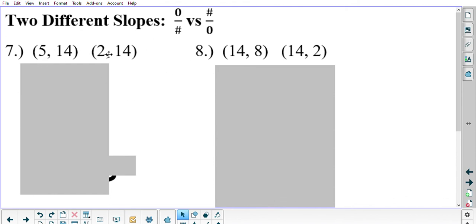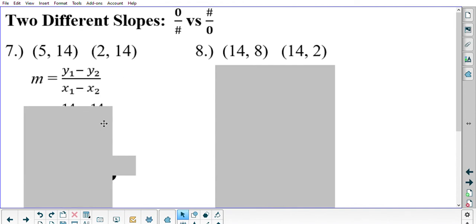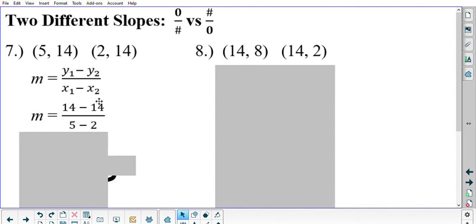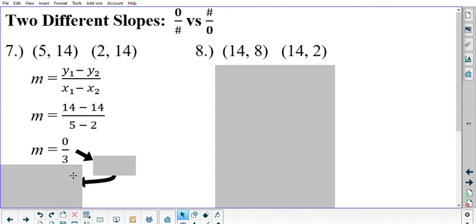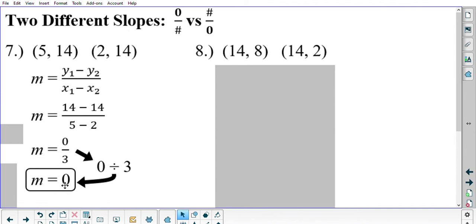If I want to find the slope through these 2 ordered pairs, using the formula, subtract the y's, so that's 14 minus 14, and subtract the x's in the denominator, that's 5 minus 2. 14 minus 14 we all know is 0, 5 minus 2 is 3. Now, what does this mean? 0 over 3 means 0 divided by 3. And it just so happens that if you take 0 as your first number, then divide it by something else, that is always going to give you an answer of 0.